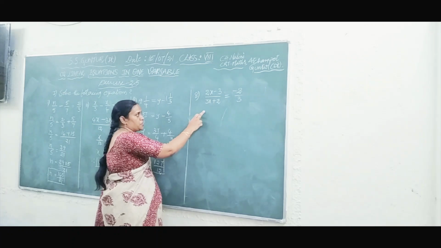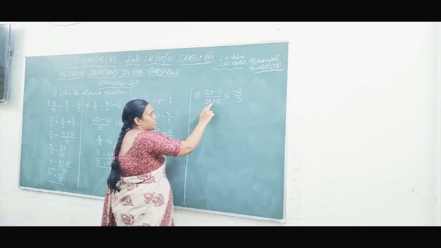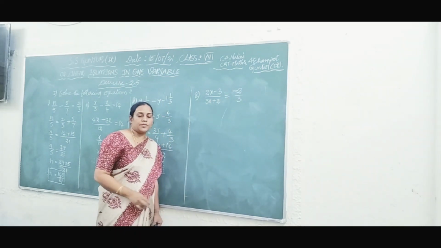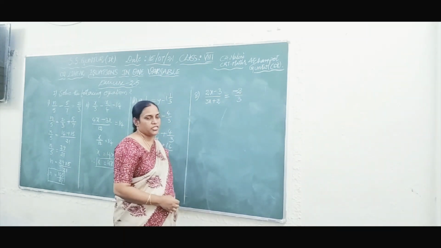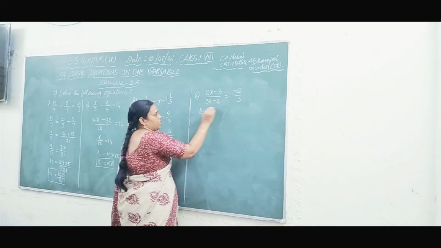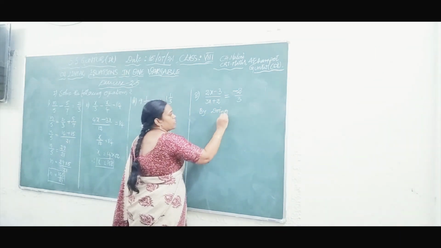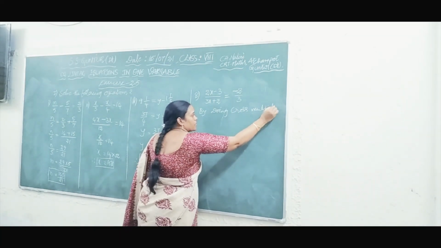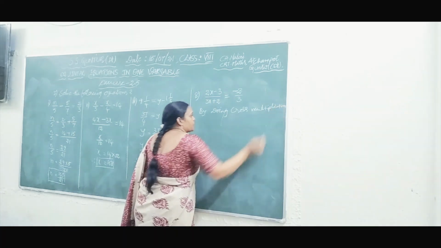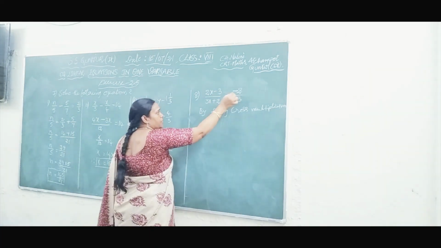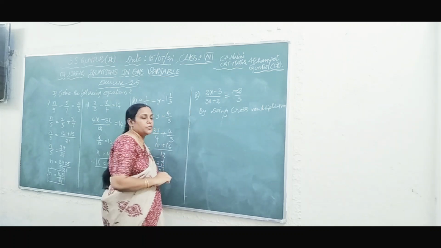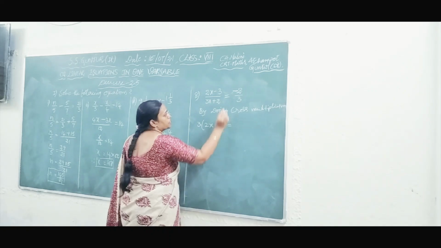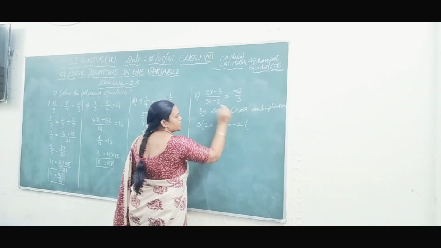8th problem in our textbook: (2x minus 3) by (3x plus 2) is equal to minus 2 by 3. In this problem, you have to do cross multiplication. By doing cross multiplication, what do we get? Cross multiplication means you have to multiply the terms crosswise. That is 3 of (2x minus 3) is equal to minus 2 of (3x plus 2).